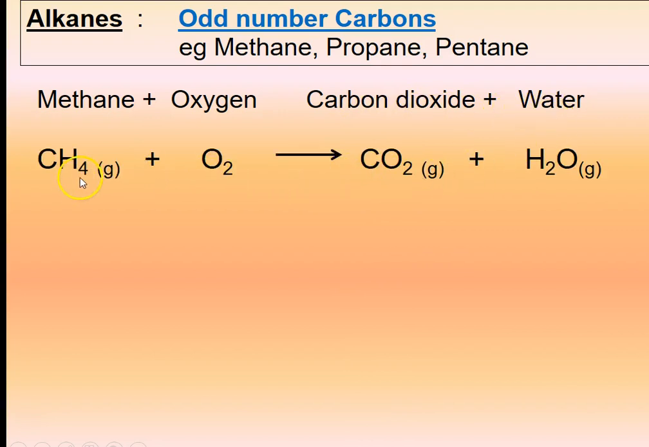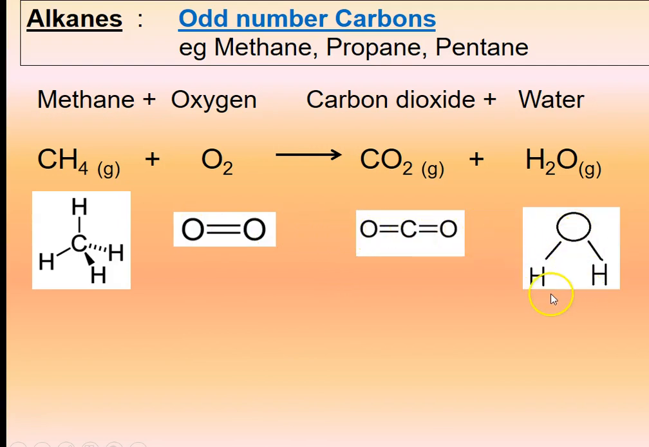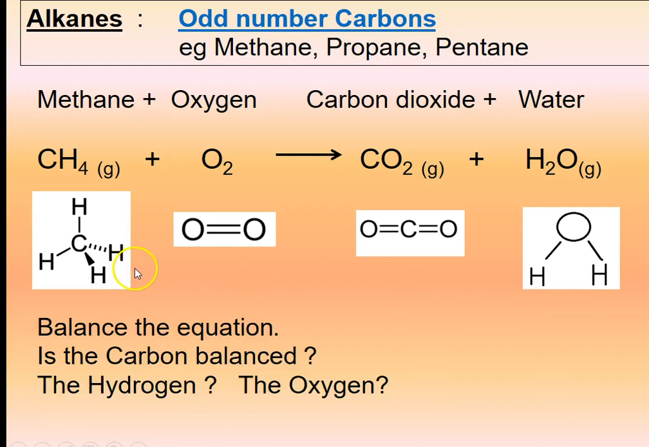So if we write the formula for the fuel, the methane has 1 carbon, 4 hydrogens, oxygen, carbon dioxide and water. So I'll have the molecules drawn. So methane, 1 carbon, 4 hydrogens, oxygen double bonded to another oxygen, carbon dioxide, 2 double bonds, and water. So when we balance these equations, we need to make sure that the number of carbons, hydrogens and oxygens that we have on both sides is the same.